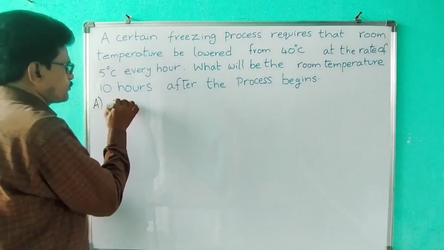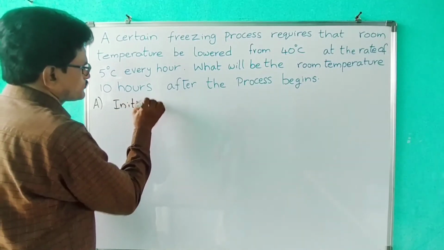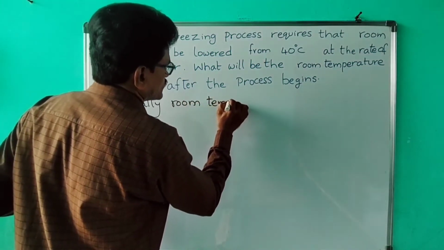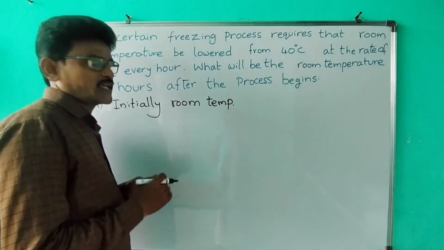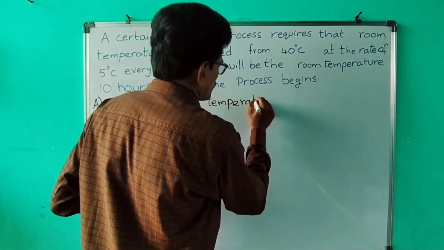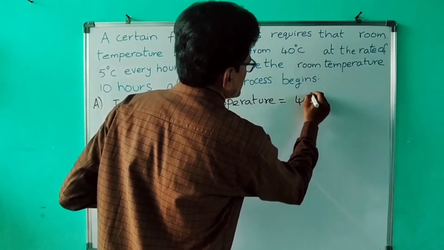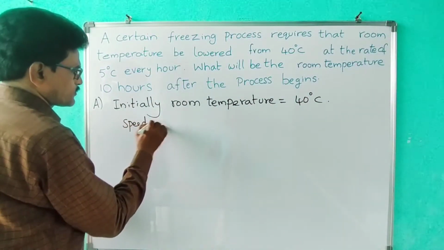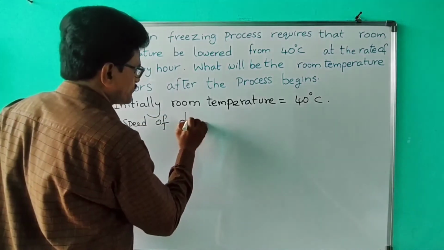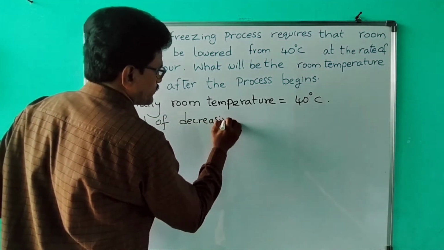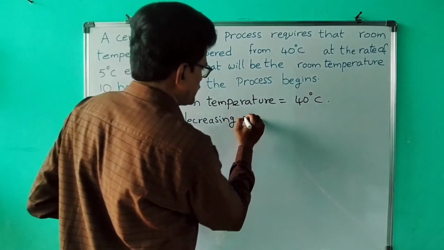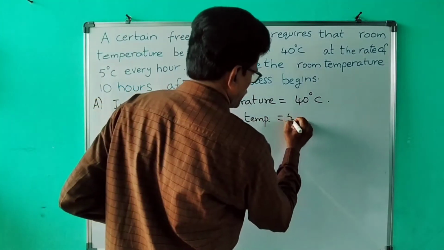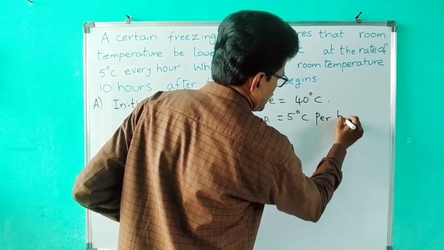So initially room temperature. It means before the process begins, what is the room temperature? 40 degrees centigrade. Speed of decreasing, it means rate of decreasing temperature. What is that rate? 5 degrees centigrade per hour.